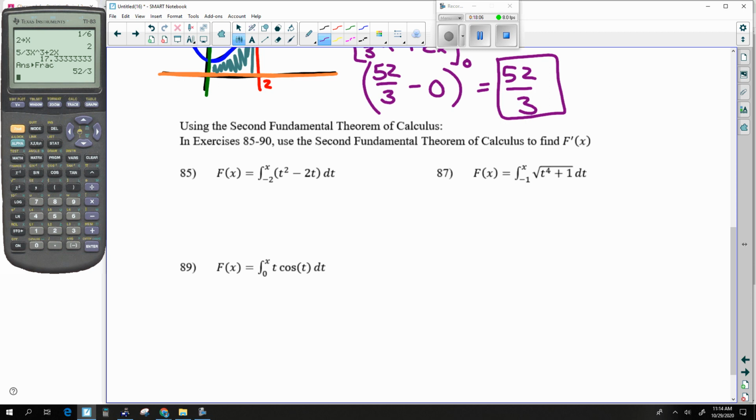So here, they want to know what is the derivative of f. So they want a derivative of this. So what is the derivative of this? This is just straight up going to be x squared minus 2x.